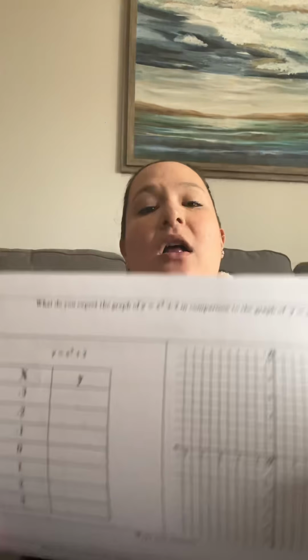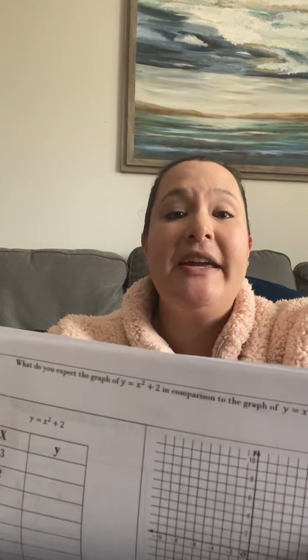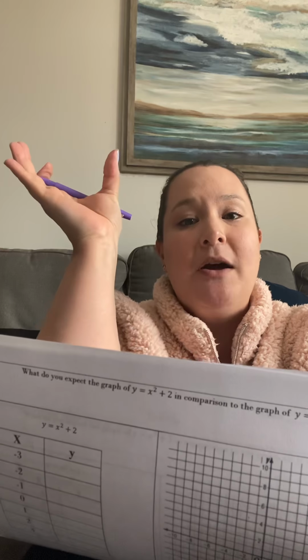Okay, we're now on the last page. So it says, what do you expect the graph of y equals x squared plus 2 to look like in comparison to y equals x squared? Well, since I'm adding 2, I'm thinking I'm going to move the parabola up 2 spaces. So that's my guess. So it will move up 2. Okay, so let's check this out.